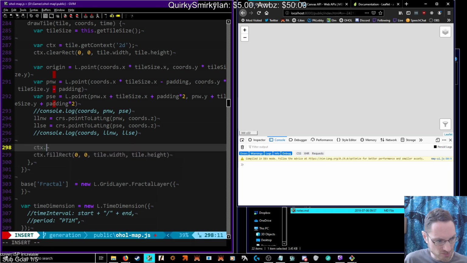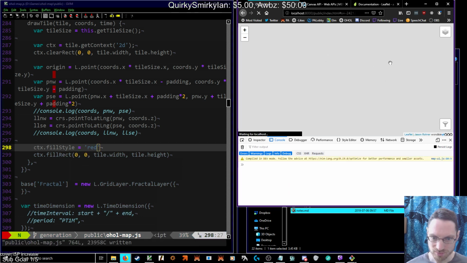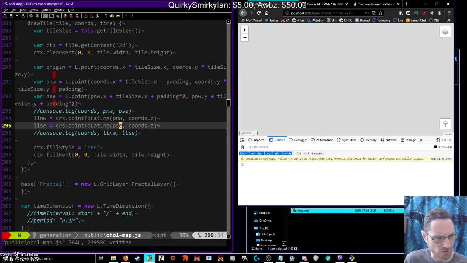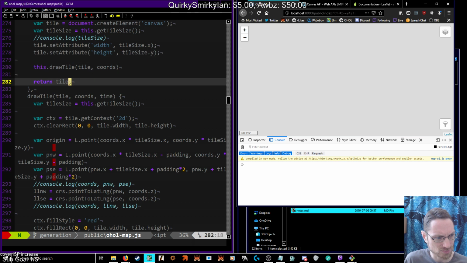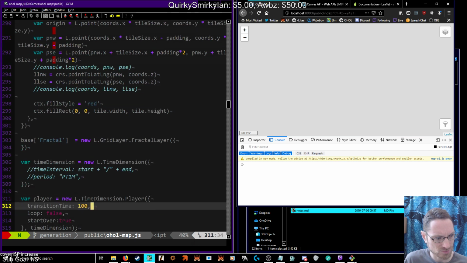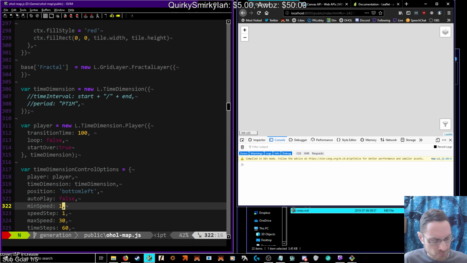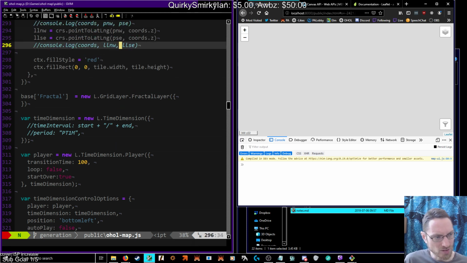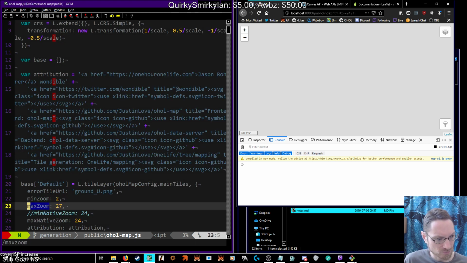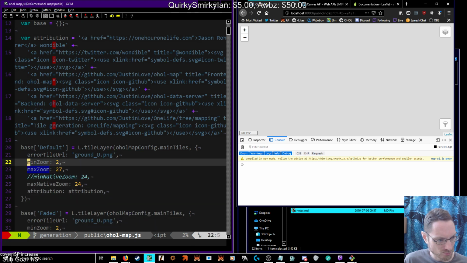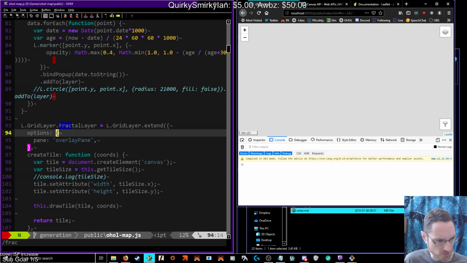Context.fillRec, context.fillStyle. Okay, it's not actually using this right now. I don't think any of these parameters matter, but it's going to function in a very similar way.